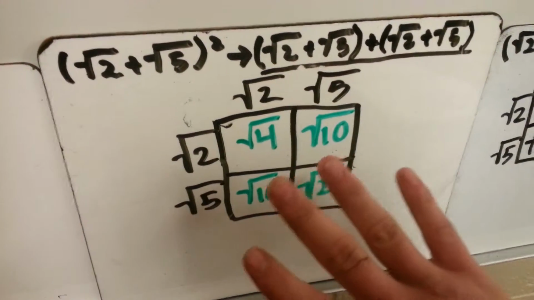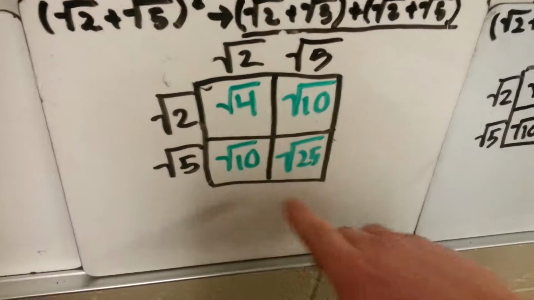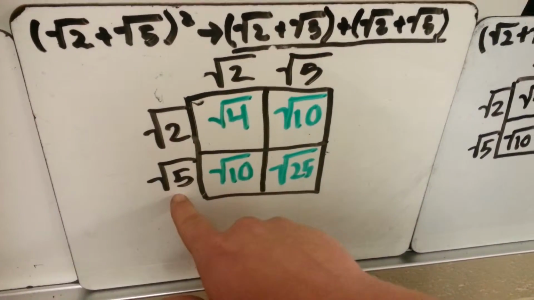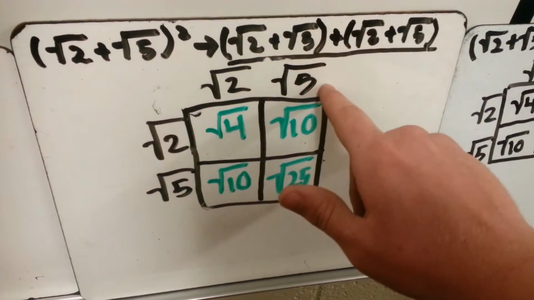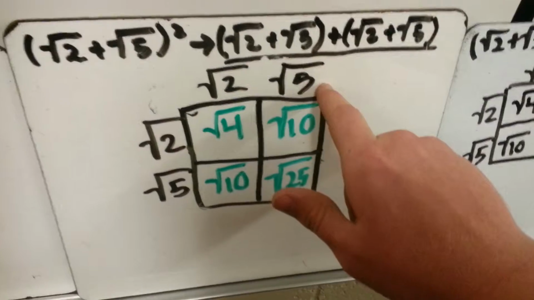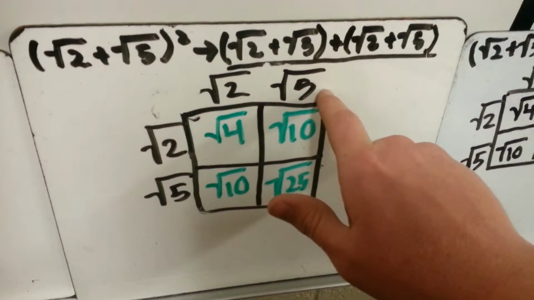And then lastly, I'm going to switch it up on you. See the square root of 5? You go over and up, and there's the square root of 5. So what are we going to multiply? 5 times 5 equals the square root of 25. There you go. Okay, let's move on.